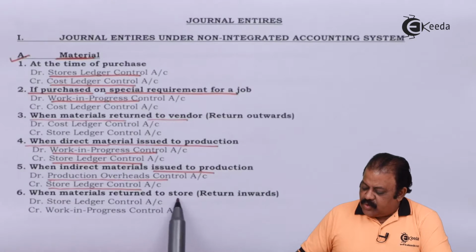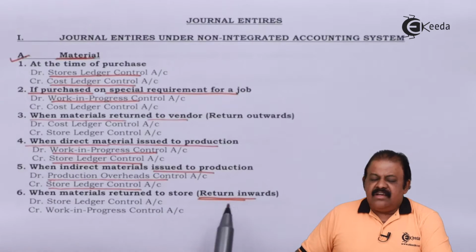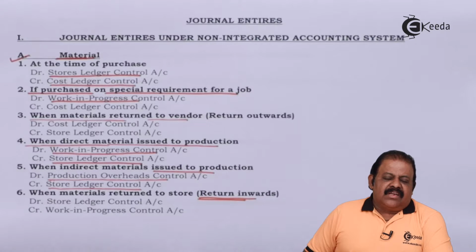When material is returned to stores, this is return inwards. Material is returned from job to stores. So your stores account will be debited and the respective work in progress account will be credited.